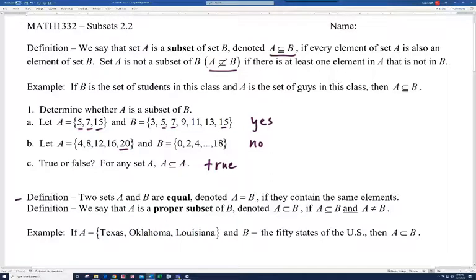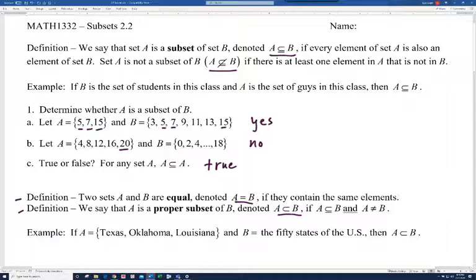Now, I want to remind you of a definition we looked at previously. Two sets A and B are equal, denoted A equals B, if they contain the same elements. And then I'm going to give you a new definition. It says we say that A is a proper subset of B, denoted A, subset of B. So it's like a sideways U, this symbol. If A is a subset of B and A doesn't equal B.